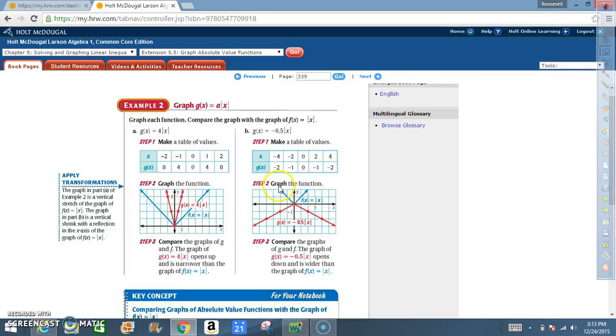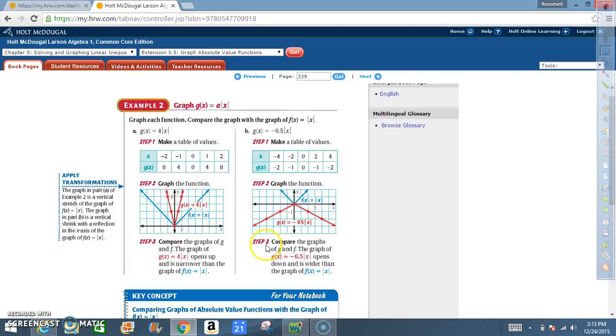Then I make my graph. And notice, look how wide this graph is when compared to just the f of x. Also notice that this graph is flipped, that is, it's upside down. Why is it upside down? Because my value in front of the absolute value of x was negative. So therefore it makes it flip. And the smaller the number, the wider the graph.